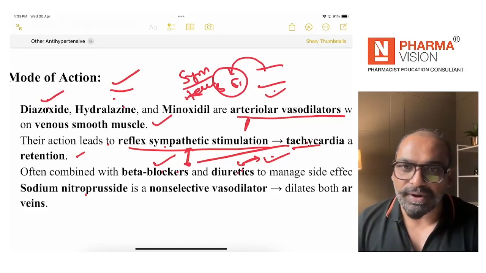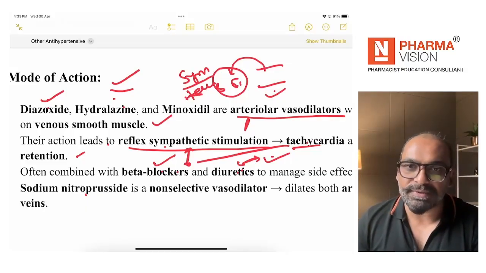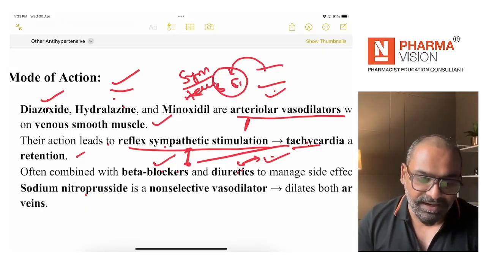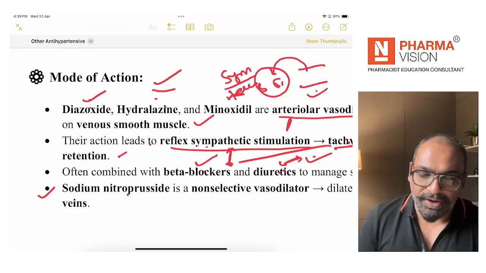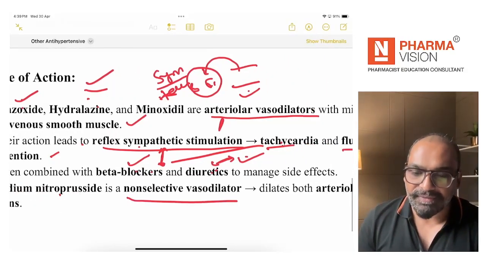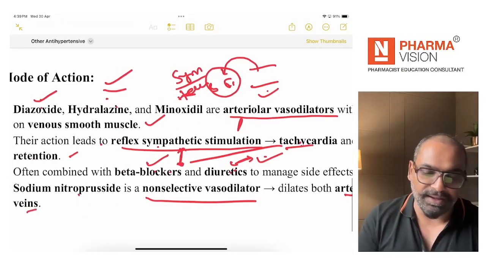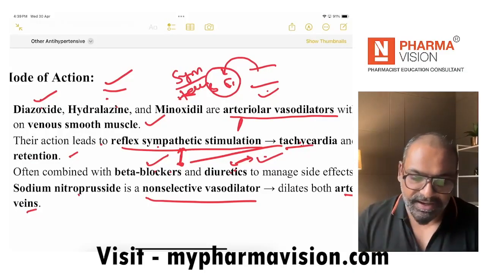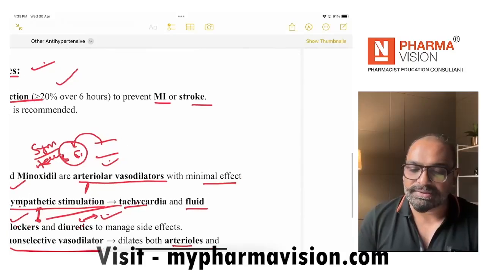So if you get questions in your examination, such as why vasodilators are combined with beta blockers and diuretics, and which of the following statements makes sense, you should have that level of understanding. Now, sodium nitroprusside. Sodium nitroprusside is a non-selective vasodilator that dilates both arteries and veins. So these are the 4 different medications, each with a different mechanism of action.